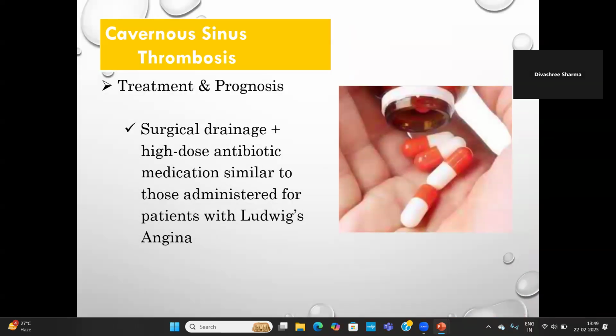The treatment and prognosis again is surgical drainage and high dose antibiotic medication similar to those administered for patients with Ludwig's angina.